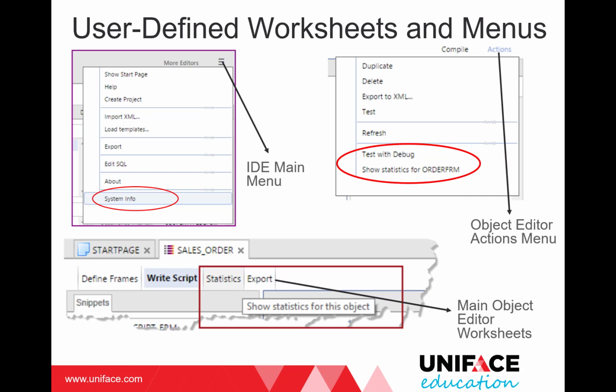The user-defined menus are both global and context sensitive, so the global items you add will appear in the hamburger menu or the main menu item of Uniface, whilst the context-sensitive items will be added to the Actions menu in Uniface.